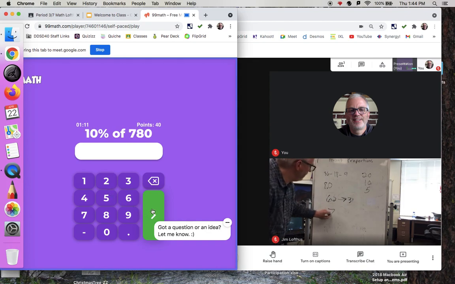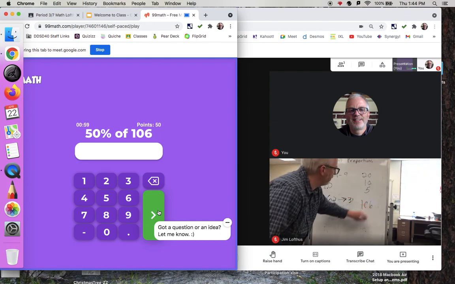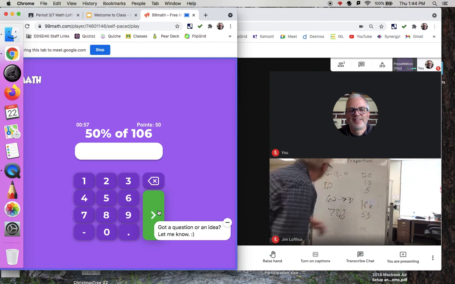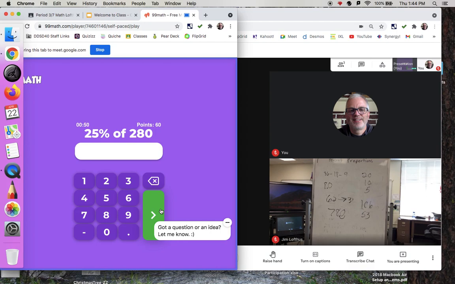10% of 780. I move this decimal point to right there. It's 78. 78. Half of 106. 106. Half of that is 53. 50% of that is 53. Got it. 52 seconds left. 280. 280 cut in half is 140. Cut in half is 70. So 25% of 280 is 70.